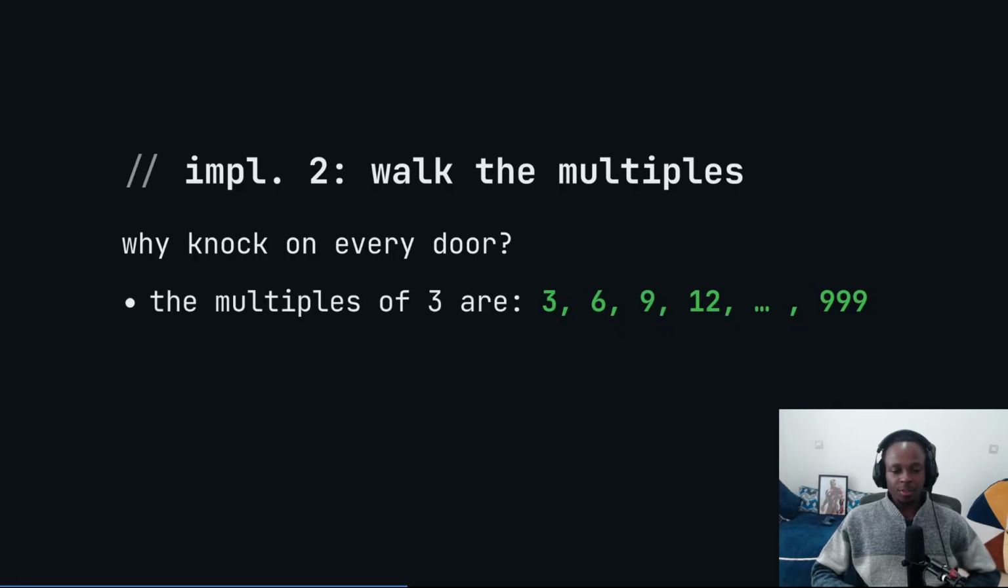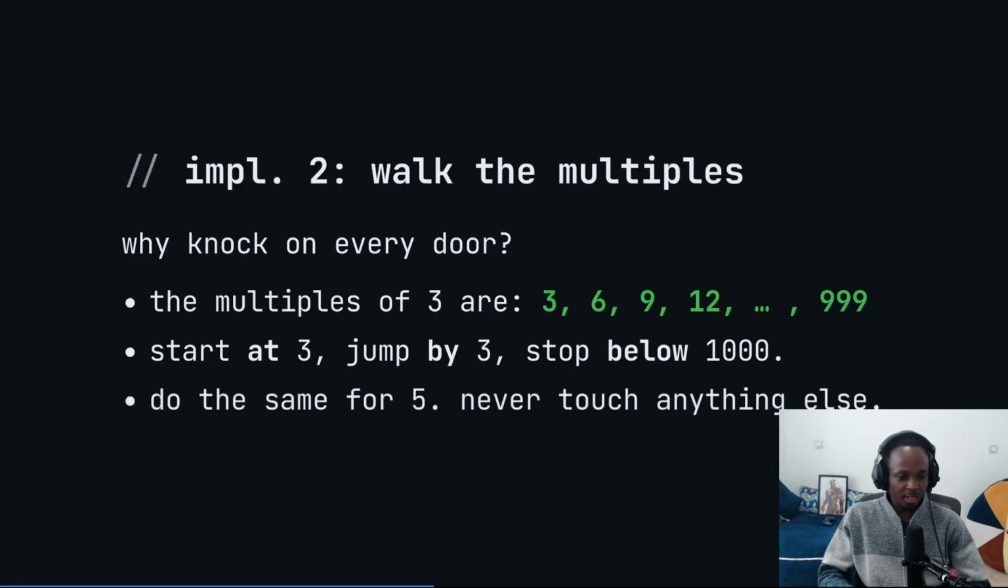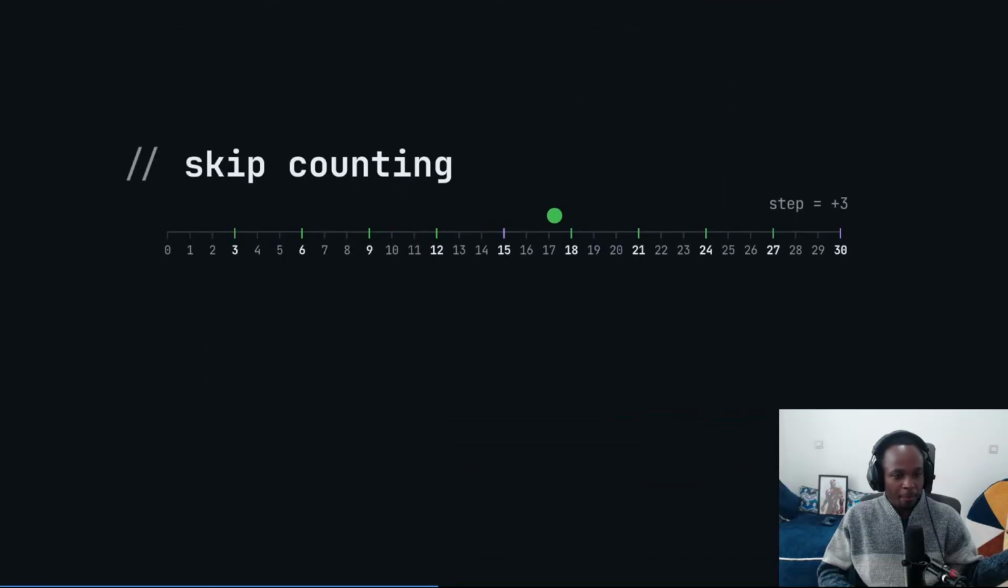So what can we do? When you look at the multiples of 3, we know that we need to start at 3, and then from there, we'll be making jumps of 3. So we start at 3, plus 3 we get 6, plus 3 we get 9, plus 3 we get 12, and so on, so long as we are strictly below 1,000. So that's the whole explanation for this, and we'll still have to do the same for 5, of course.